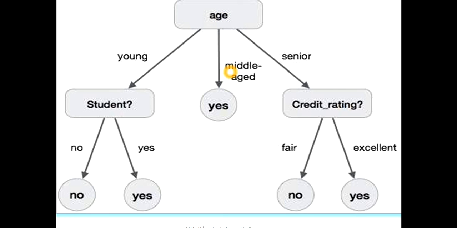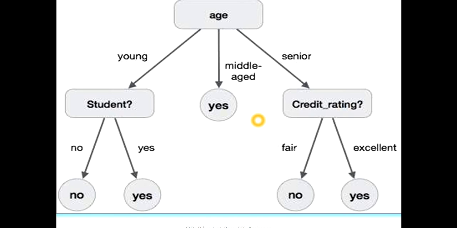Say the age is middle age. If he or she is giving some time to visit your computer shop and is of middle age, then probably he or she is definitely going to purchase your computer. So the class label is yes. Then if senior, credit rating: if fair, then no. But if the credit rating is excellent, yes, he or she is going to buy the computer. So this is the decision tree for your buys_computer problem, right?